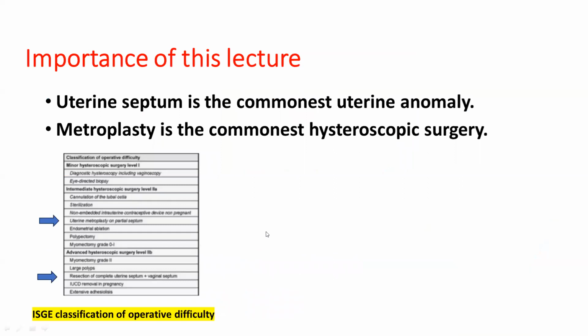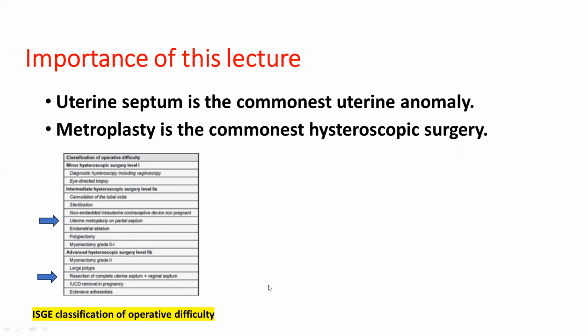This lecture comes because I noticed that many doctors nowadays are performing hysteroscopic incision of uterine septum based on some classifications that put the uterine septum incision as an intermediate hysteroscopic surgery, level 2A, just after diagnostic or office hysteroscopy. And this encouraged many gynecologists to practice the incision of uterine septum in a heroic manner to be a good hysteroscopic surgeon with time and to gain experience.